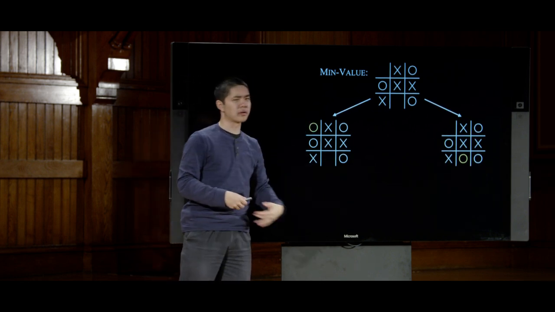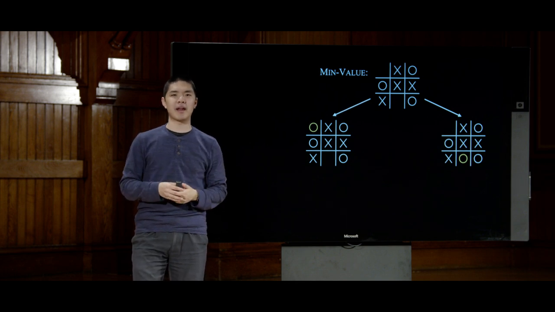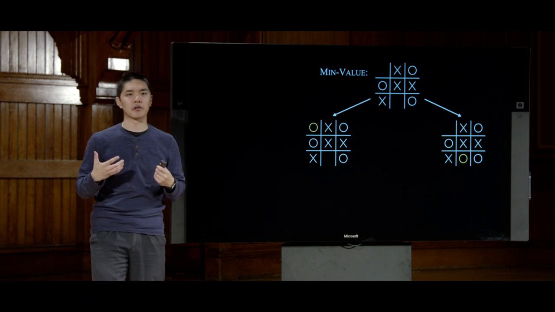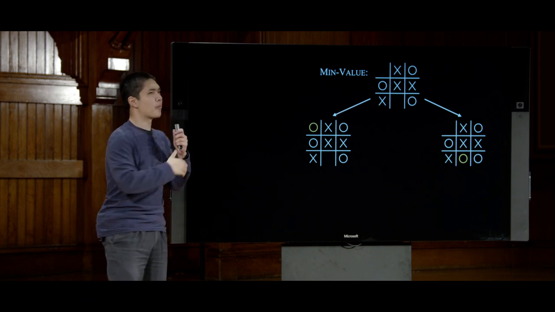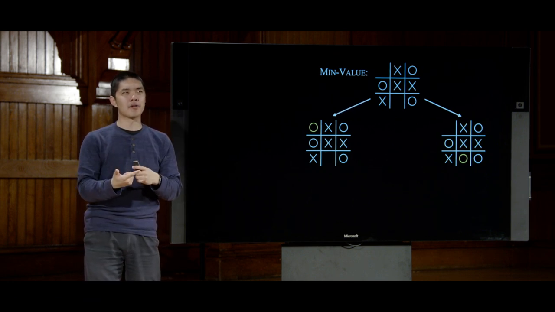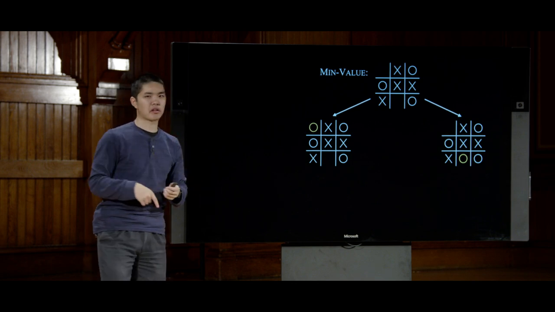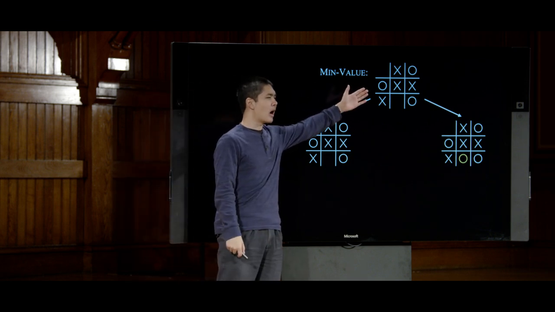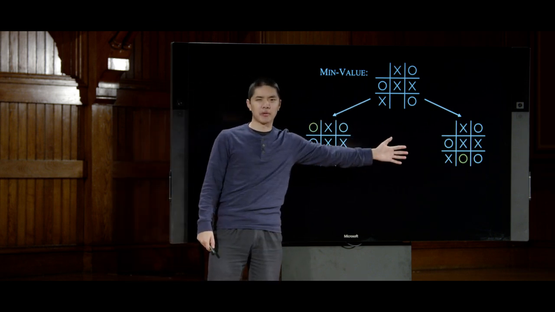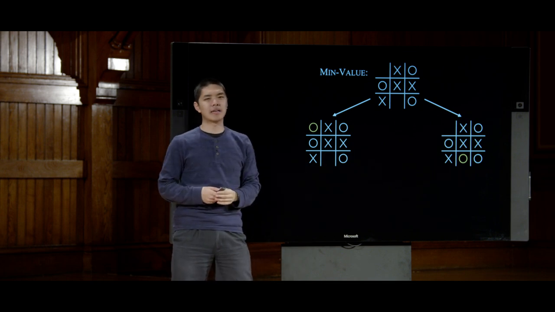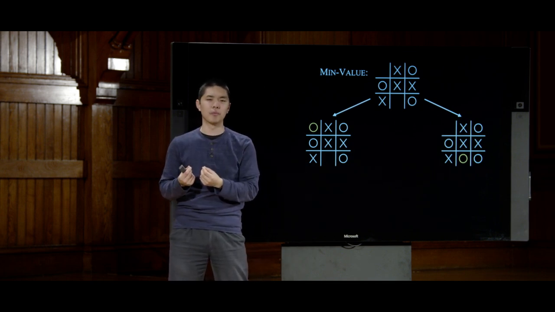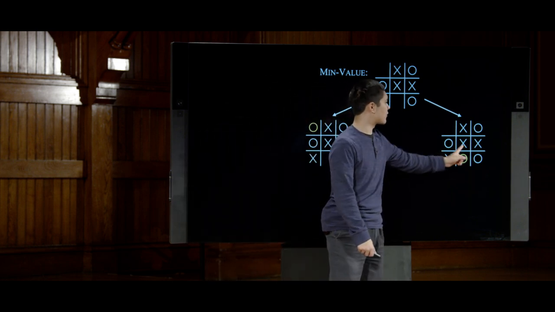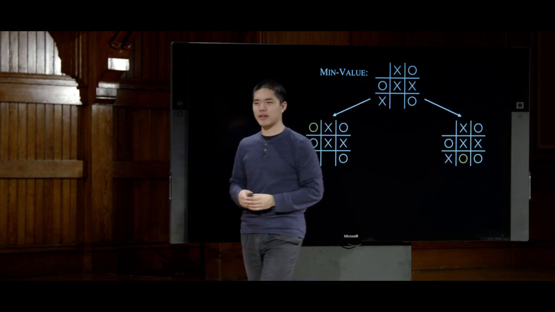Now I have two more game boards, neither of which is over. What happens next? And it's in this sense that Minimax is what we'll call a recursive algorithm. It's going to repeat the exact same process, although now considering it from the opposite perspective. If I am the O player, I am going to put myself in my opponent's shoes, my opponent as the X player, and consider what my opponent would do if they were in this position. What would my opponent, the X player, do in that position? And what would then happen?